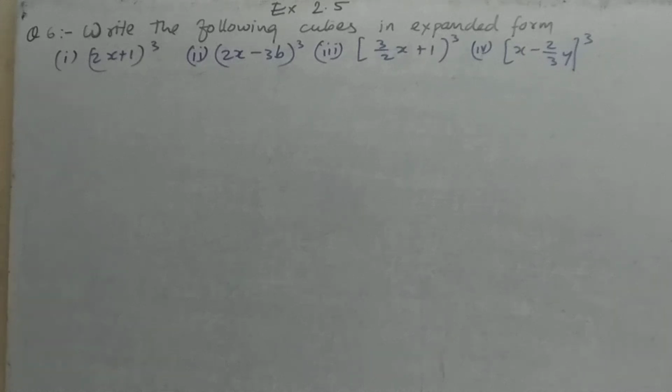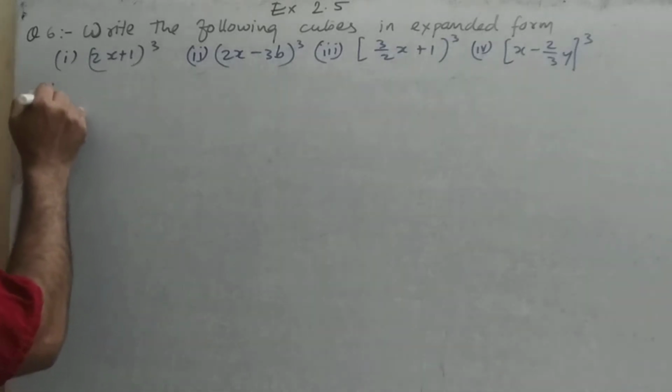Dear children, we are in exercise 2.5 of chapter number 2, that is polynomials. Question 6: write the following cubes in expanded form. We have seen the identities and hopefully by now you have learnt the identities also. Let me tell you the first question.